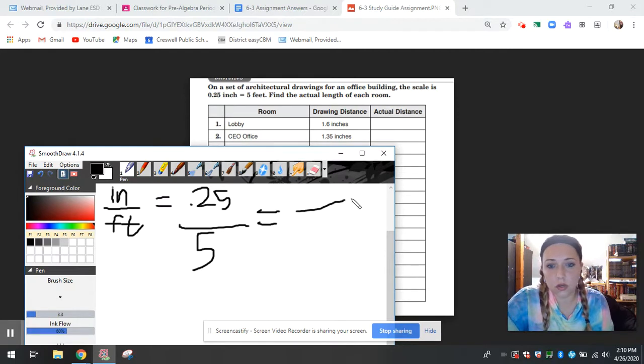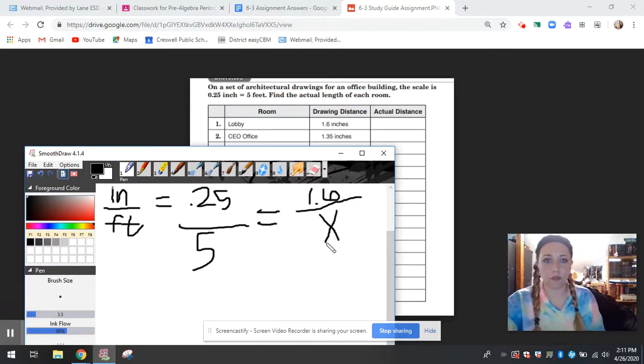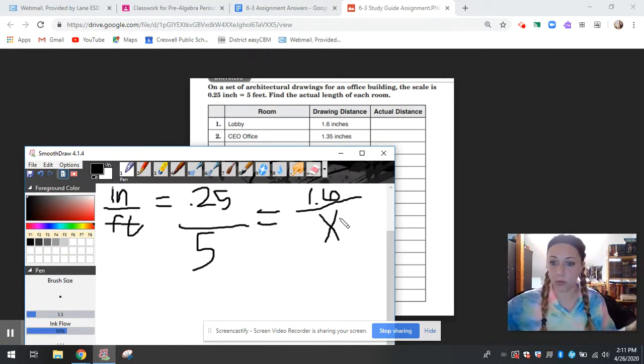Equals, and then in my first one, I have been given the drawing distance for the lobby for this office building, and it's 1.6 inches, and I have my inches on the top. So I'm going to put my 1.6 inches on the top, and what I need to figure out is how many feet this actually is. So I'm just going to use the variable x. You could use f or whatever you feel like is appropriate. So now I have my proportional equation set up to figure out how many feet in real life the actual length of the lobby will be.